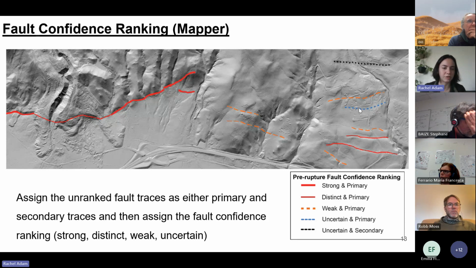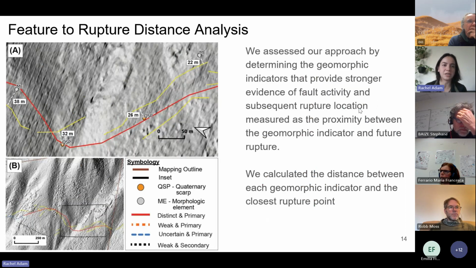One of the analyses that we completed was the feature to rupture distance analysis. This is where we are measuring the distance from the GIR feature to the closest co-seismic rupture, like published fault maps after the fact. Those are shown in yellow here. The red is the mapper's fault lines, and the GIR points are here. It's just measuring the closest distance to the next surface rupture feature.